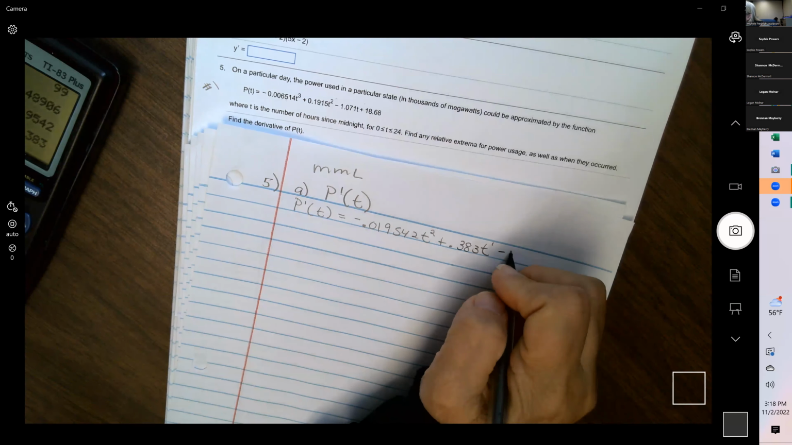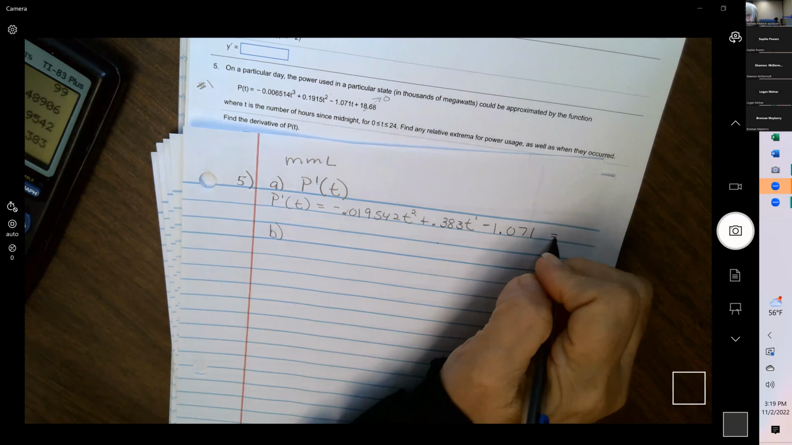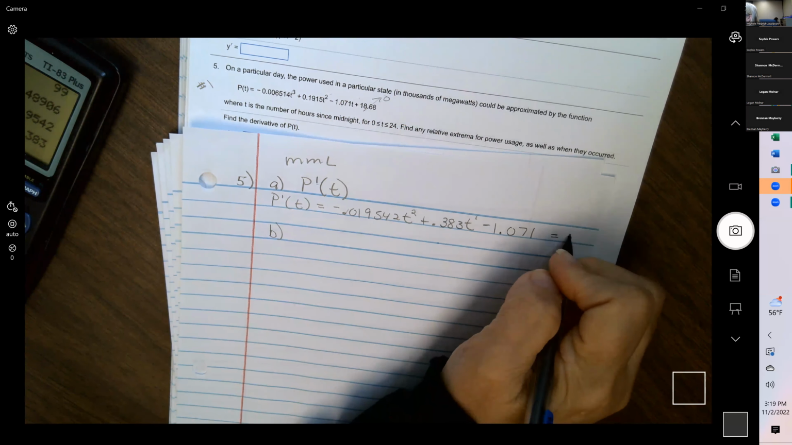The second one, to find the critical numbers, you set this equal to 0 and solve. Now you could use the quadratic formula if you wanted. Definitely not going to try and factor it. Another thing you could do, the one on the test, the numbers are a lot nicer. And it's factorable. But this one didn't come out so nice. So what I would use is Desmos.